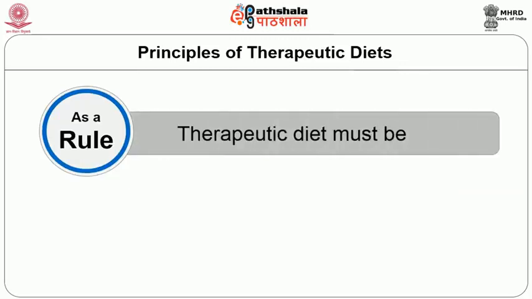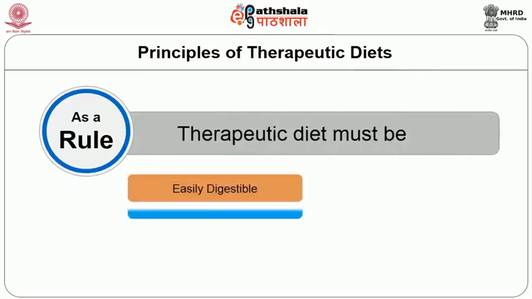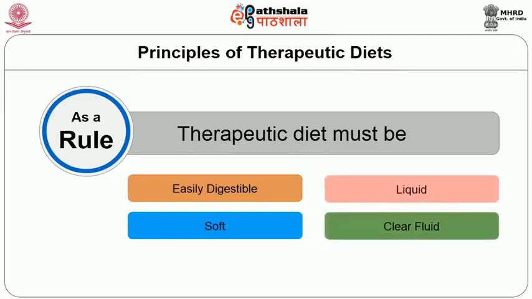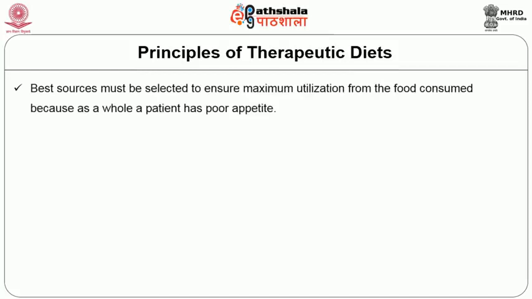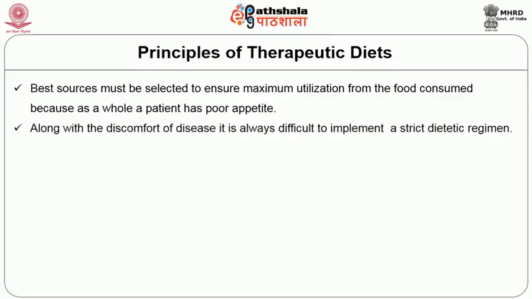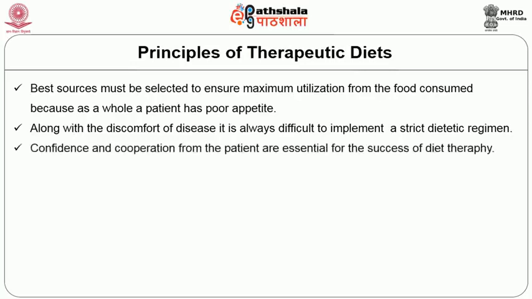As a rule, a therapeutic diet must be easily digestible, soft, liquid, clear fluid or bland, based on the condition. Best sources must be selected to ensure maximum utilization of nutrients from the foods consumed without disturbing the intestinal and other parts of the body, because on the whole a patient has a poor appetite along with the discomfort of the disease. It is always difficult to implement, and cooperation from the patient is very much essential for the success of diet therapy by the dietitians.